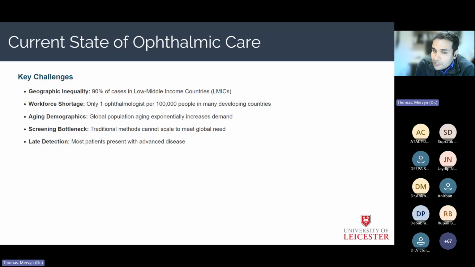Meanwhile, our global population is also aging, exponentially increasing the demand as well. And then traditional screening methods simply cannot scale to meet this need. This is the global need we're talking about. And finally, most patients present with advanced disease because they can't access early detection. So ultimately, the earlier you're able to treat, the less morbidity you have from the disease burden.